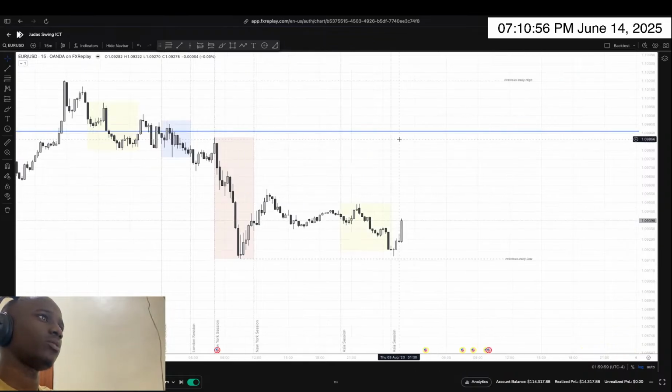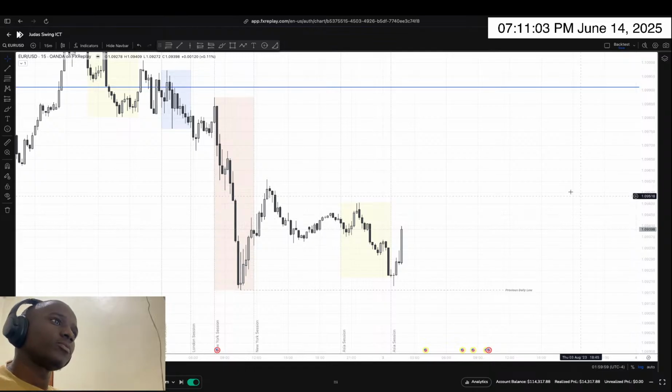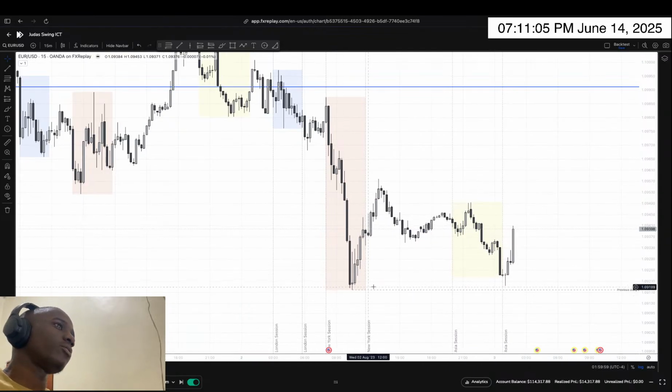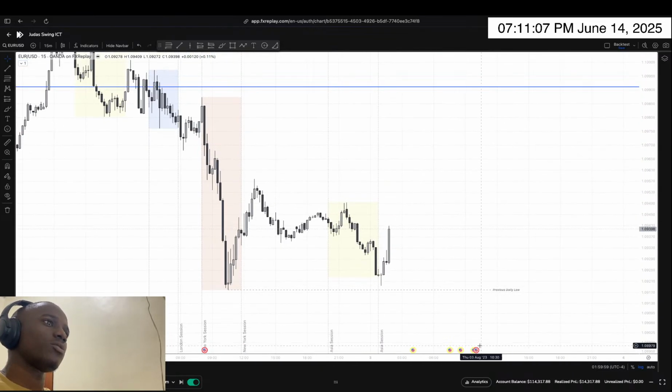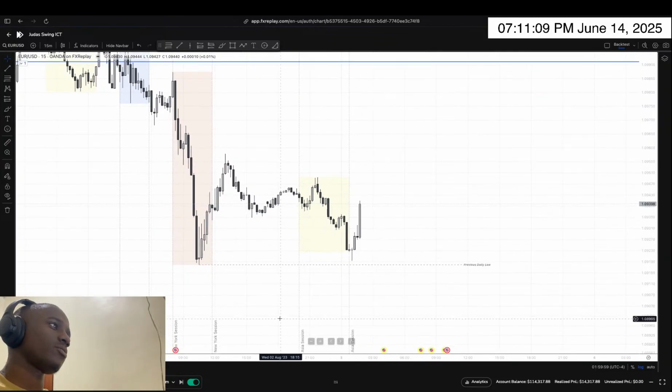Anyways, we have the previous day low right here. You can see some relatively equal lows, which means there's a clear pool of liquidity resting below these lows. And let's see what happens as we wait.